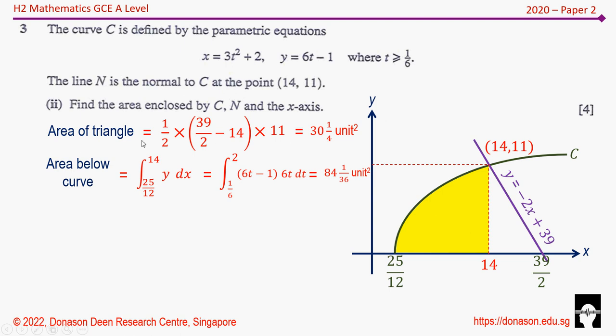Now the question asks, what is the area enclosed by this, right? So now we need to add up this area plus the area of the triangle. So the total area would be the area of the triangle, which is 30 and 1/4 unit squared, plus the area below the curve, which is another 84 and 1/36 unit squared. And if we add them together, it should give us 114 5/18 unit squared. So that should be the total area under the curve and under the normal line, as well as the x-axis.